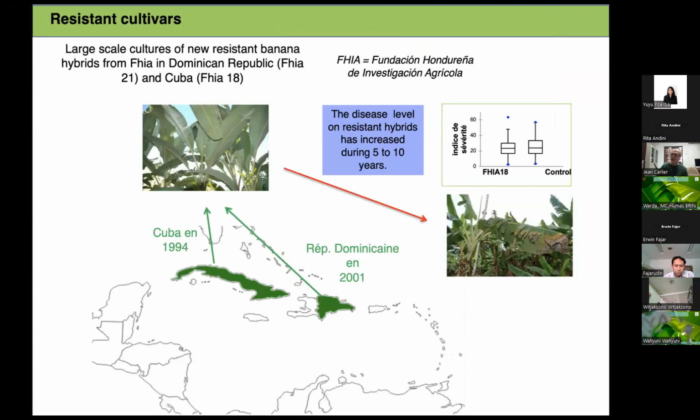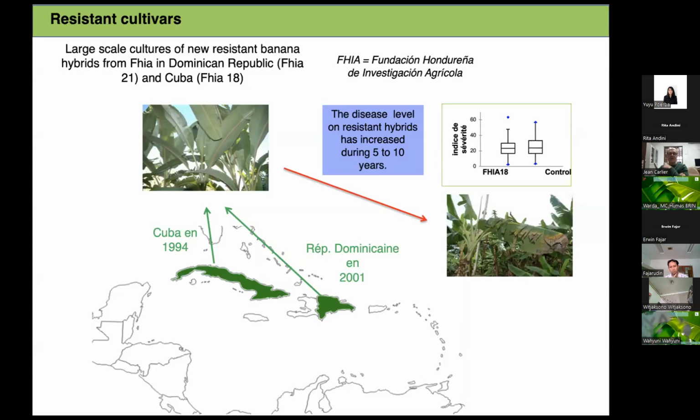But certainly, new resistant hybrids will be the main means to control this disease. And the first resistant hybrids were created a few decades ago by a foundation in Honduras. And these hybrids have been cultivated at large scale in some Caribbean countries like Cuba and the Dominican Republic.